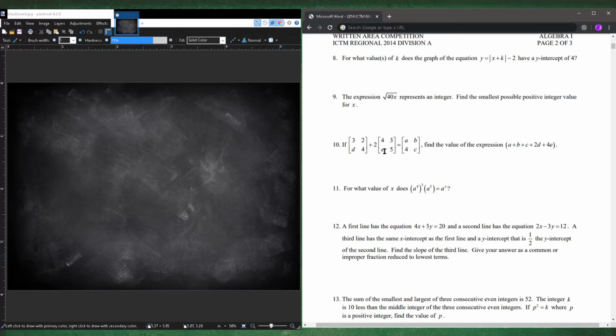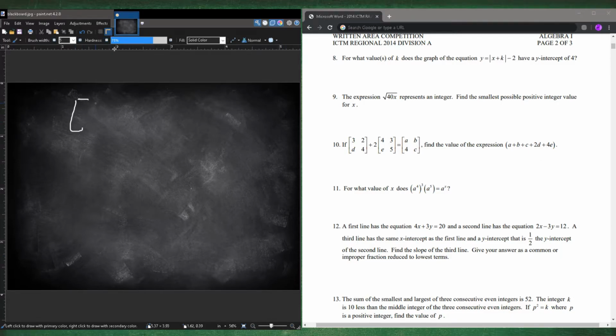If this matrix plus this matrix equals this matrix, find the expression of a plus b plus c plus d plus 2d plus 4e. So basically all we have to do is matrix arithmetic. So each element in that position, you add together. So 4 times 2 is 8, 3 times 2 is 6. This is 2e, and this is 10. And that is equal to A, B, 4, C.